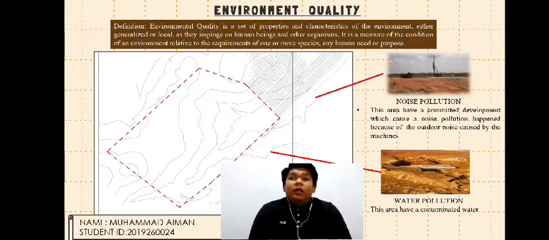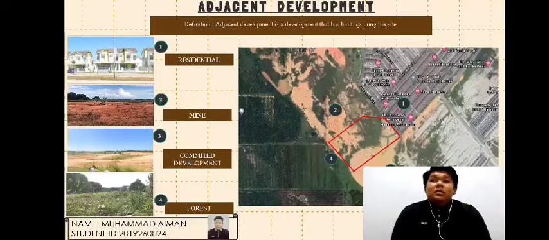And lastly, we have the water pollution. This area features contaminated water, which has adjacent development. Beside our site, there are 4 types of adjacent development. Firstly is residential, second fisher road, third is community development, and lastly is forest.